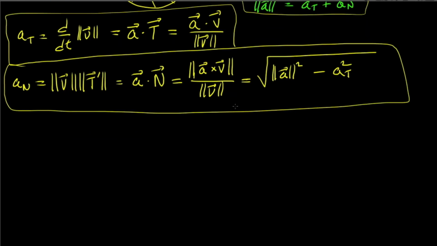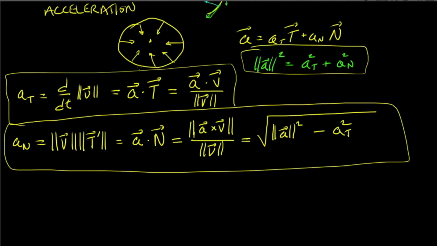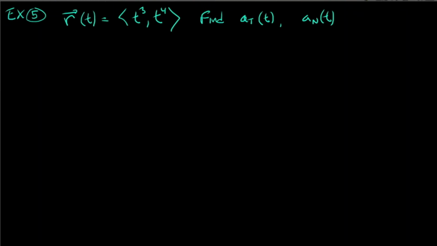Okay, and then maybe we'll do one quick example where we calculate the acceleration and the tangential and normal acceleration. So let's go back to the first example we did where we have a curve in a plane, t cubed, t to the fourth. So we already found the velocity. That's 3t squared, 4t cubed.